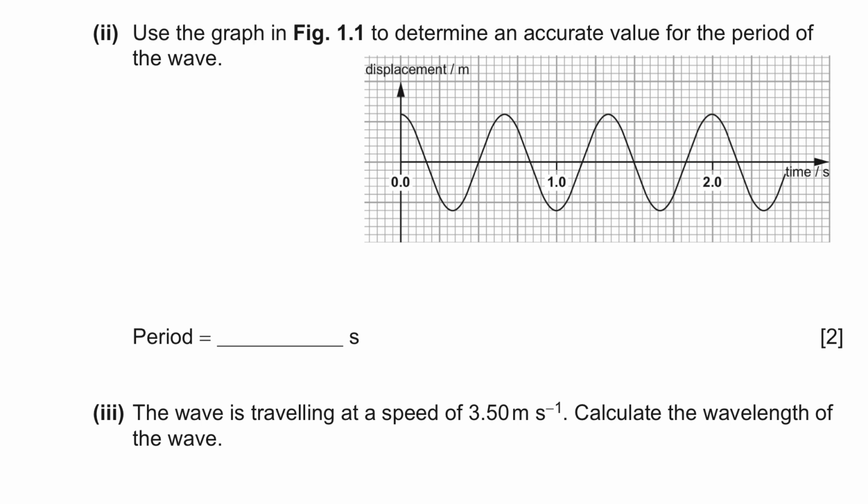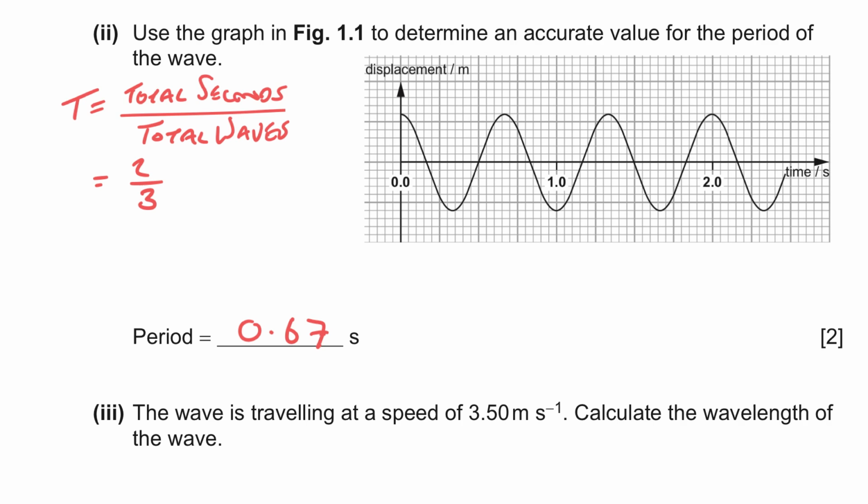So if you divide the total time by the total number of waves, you're going to get how long each wave took. So we've got total seconds of 2, total waves of 3, giving us a period of 0.67 seconds. And I've just marked how many waves we're using on the diagram to help us. So 1 wave, 2 waves, 3 waves. By the time we hit 2 seconds, that's where our numbers come from.